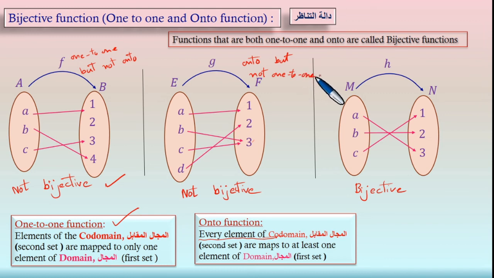But not 1 to 1. Therefore, it is also not a bijective function. This is 1 to 1 and onto both. The third example is 1 to 1 and also onto. Therefore, it is a bijective function.